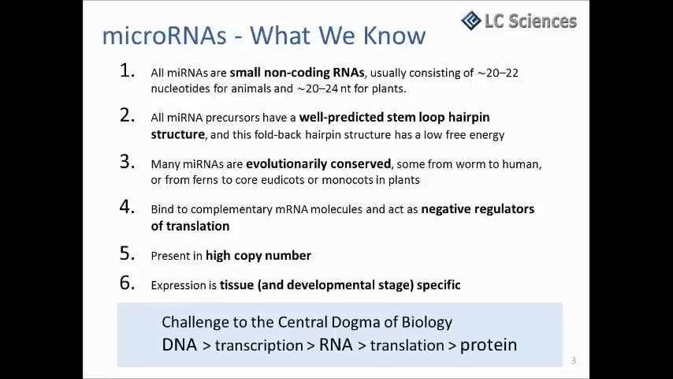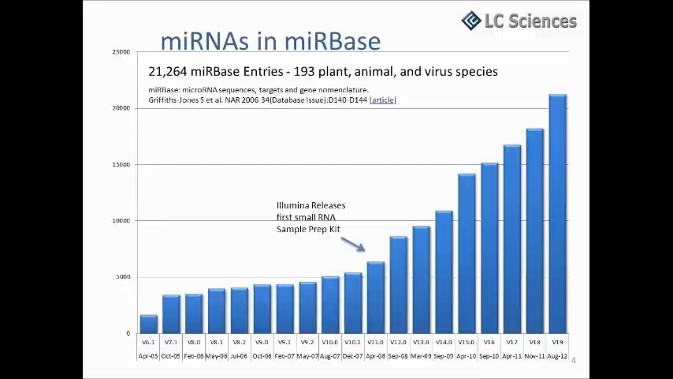The regulation by microRNA is normally through complementary binding to messenger RNA molecules, and they act as negative regulators of translation. MicroRNAs are normally present in high copy numbers, and they are tissue specific. So if we put microRNA into the central dogma of biology, they regulate the translation of RNA to protein.